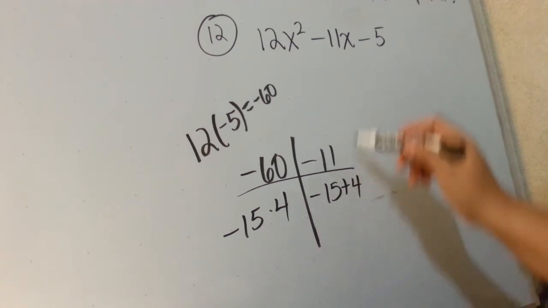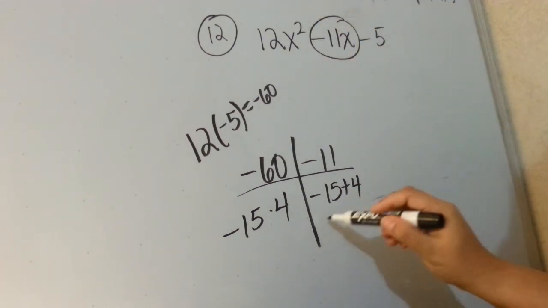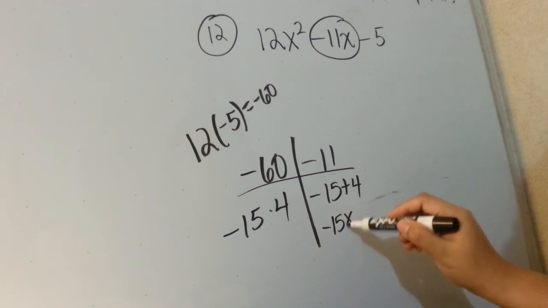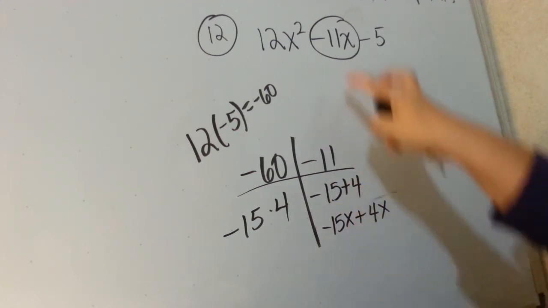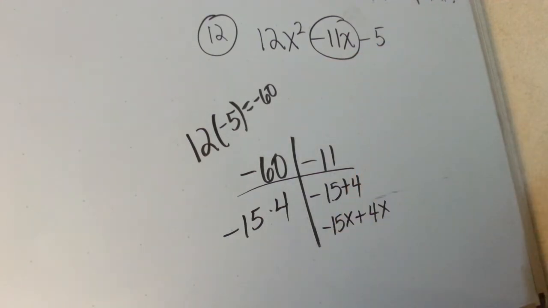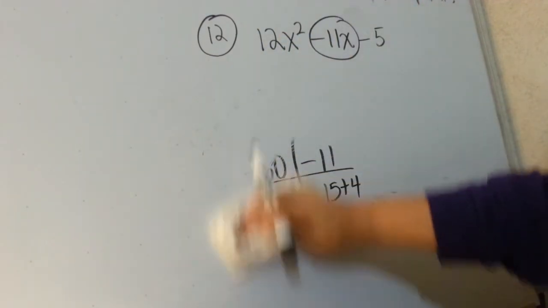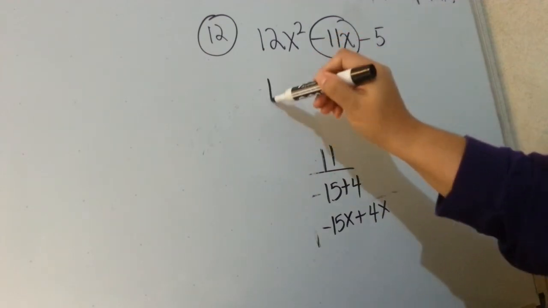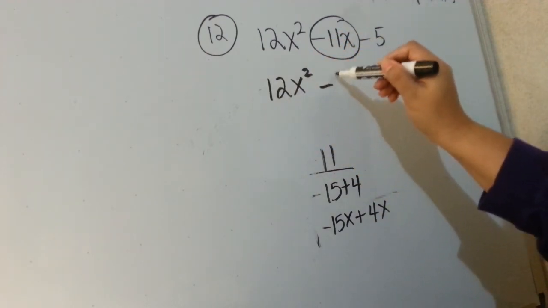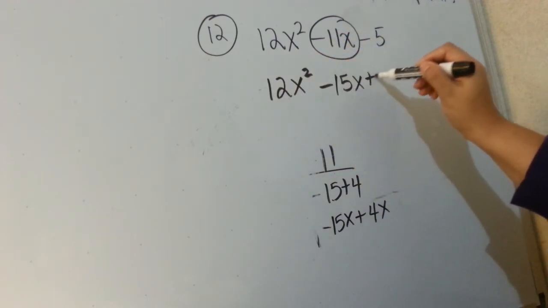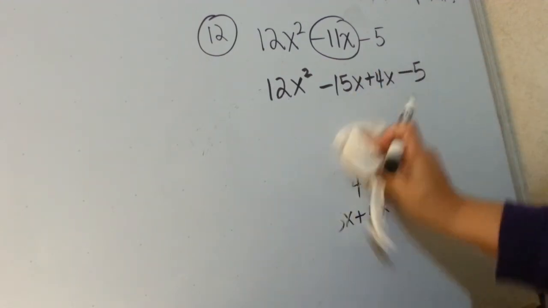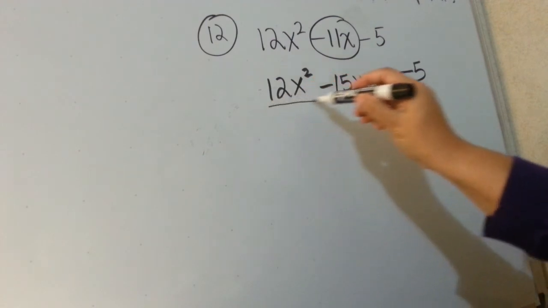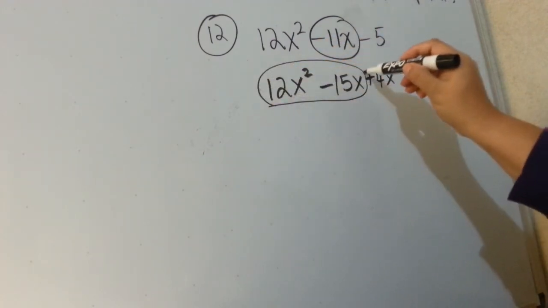But this is case 2, so that means this term has to be written as negative 15x plus 4x, right? You're going to use these numbers to expand the middle term. So this becomes 12x squared minus 15x plus 4x minus 5. Now you're going to use factoring by grouping.